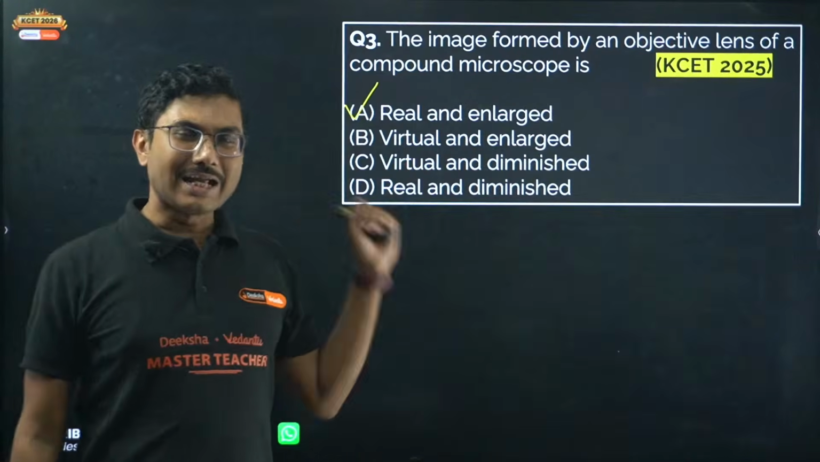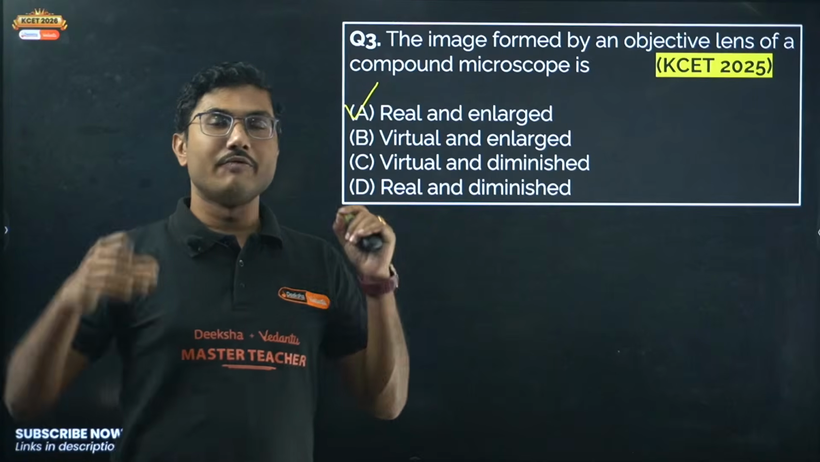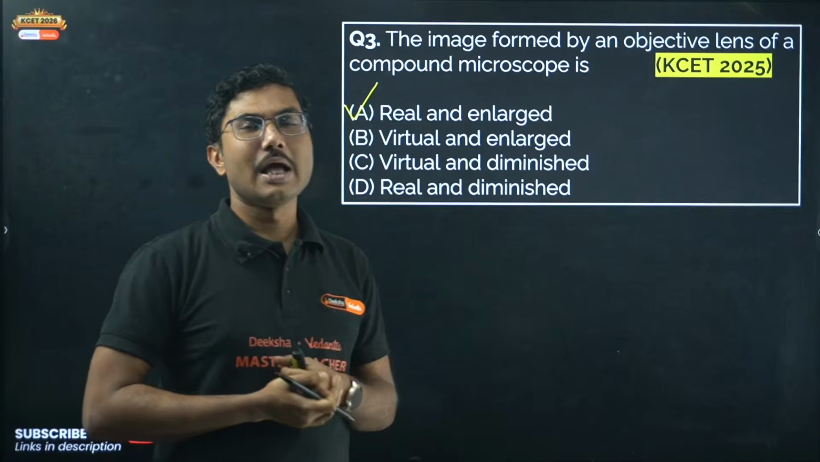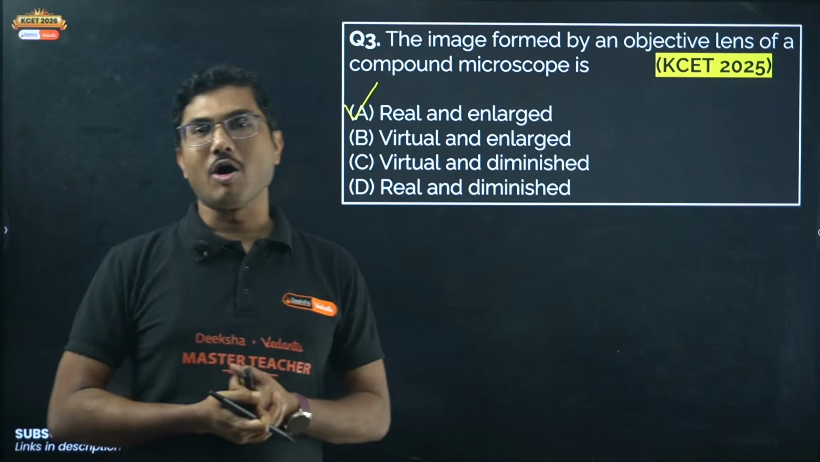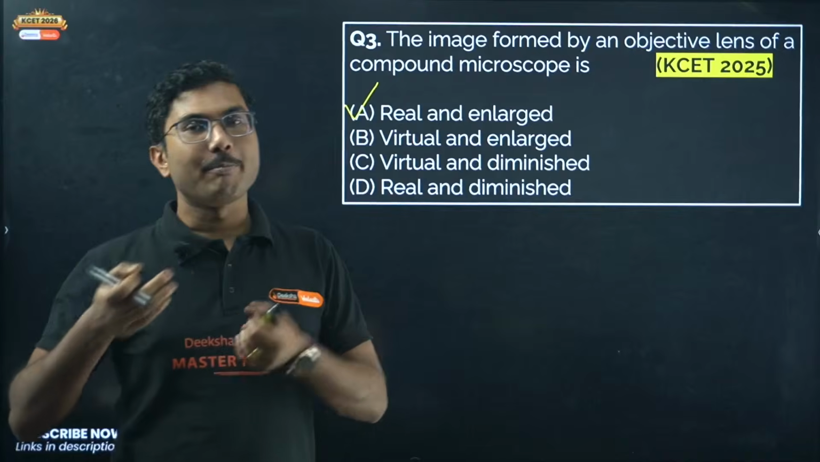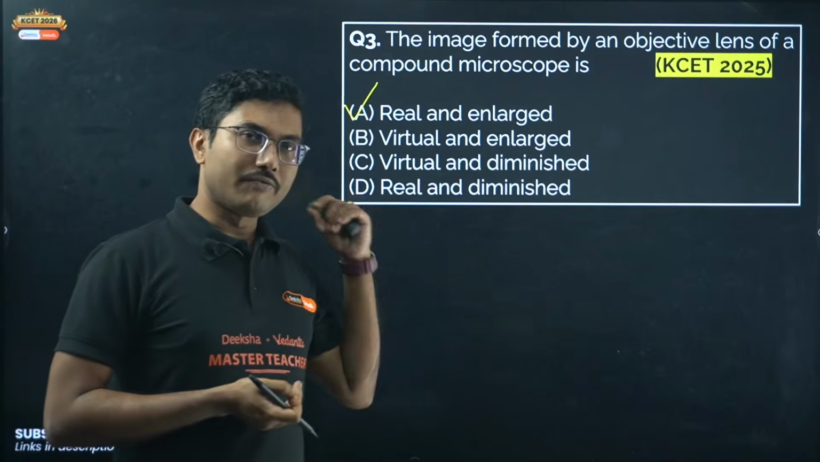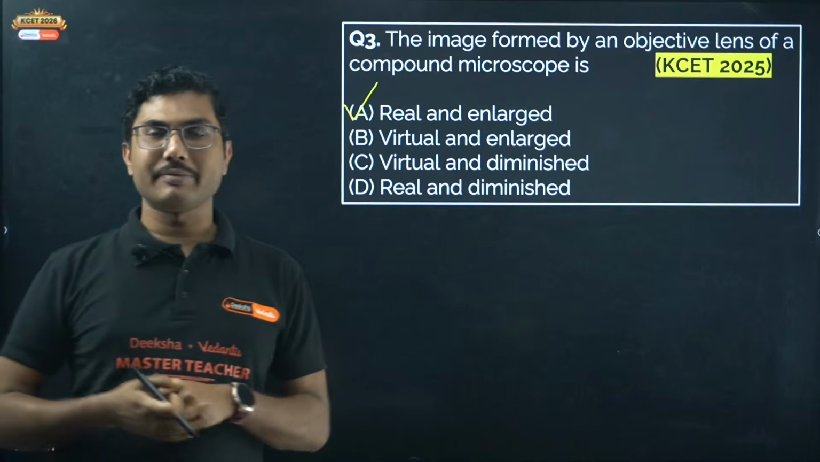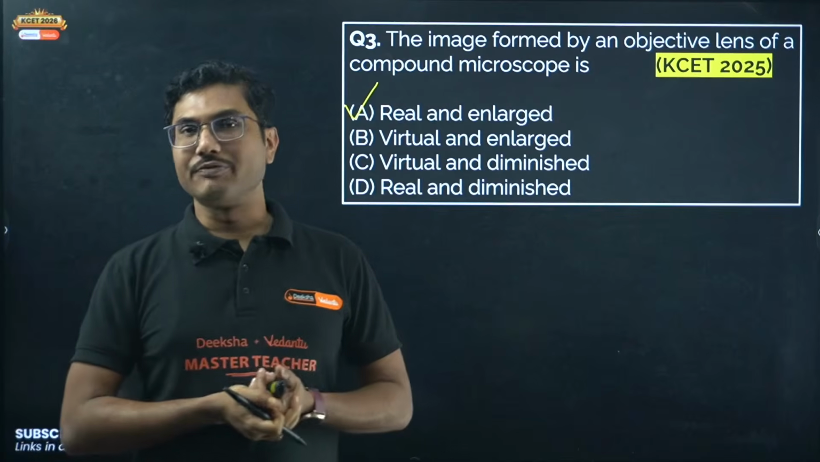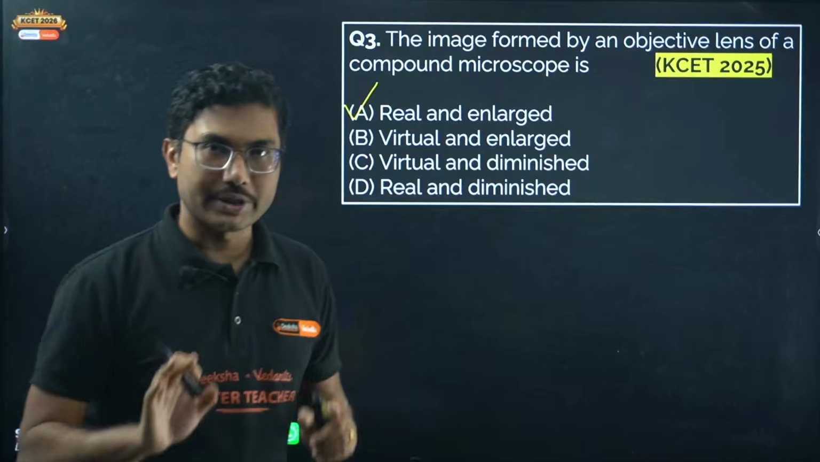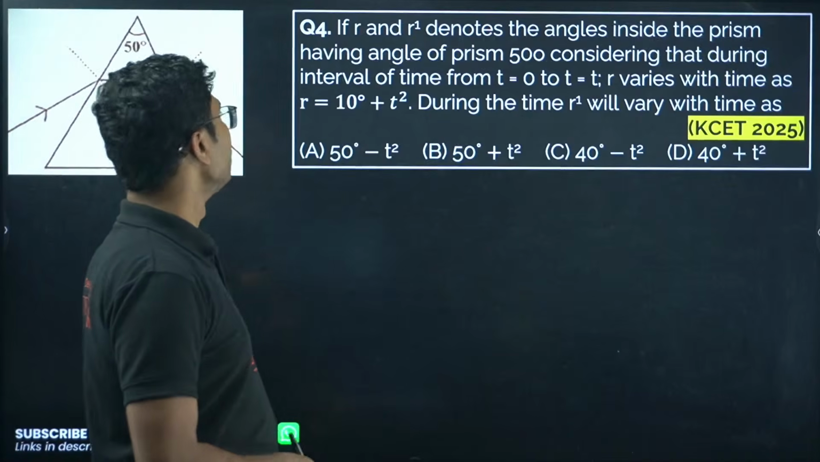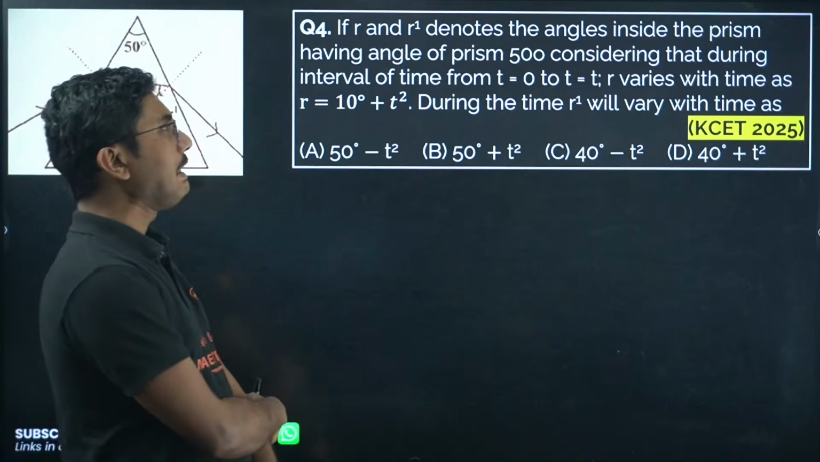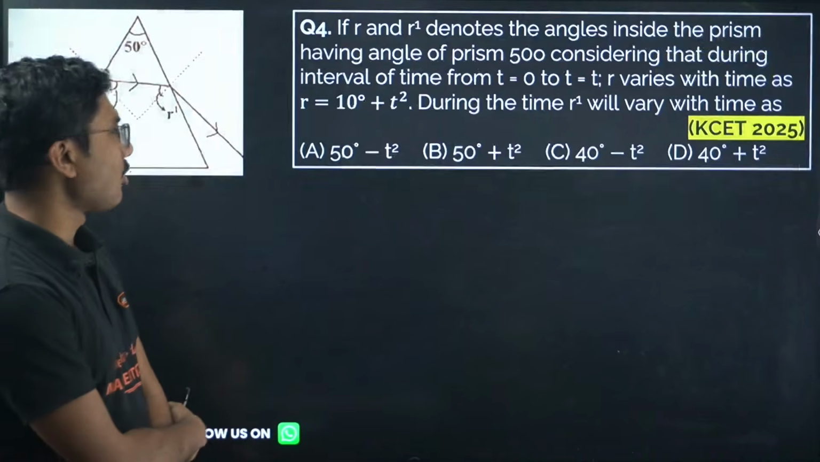The eyepiece will form a virtual and more enlarged image. So the first enlargement is done by the objective, be it telescope, be it microscope. It will be real and inverted. The final image, however, that is formed by the eyepiece is virtual and enlarged for both cases. Okay, let's move on. So the answer is option A.